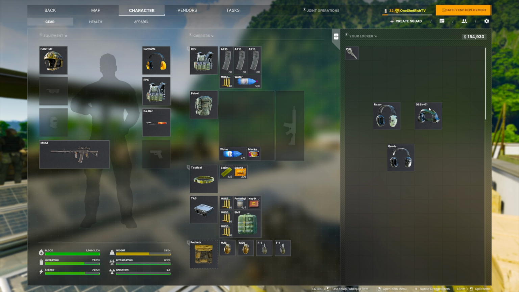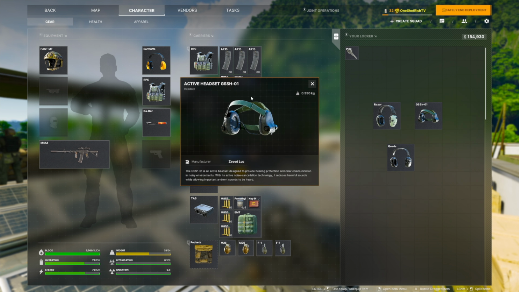But that brings me to my final point, which is the best headset in the game right now, the GSSHs. For those that have played Escape from Tarkov, you guys all know that this is actually a pretty poopy headset over there.